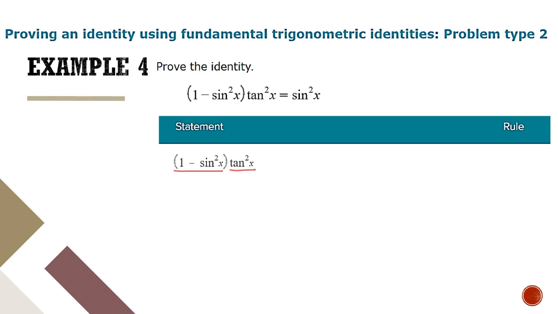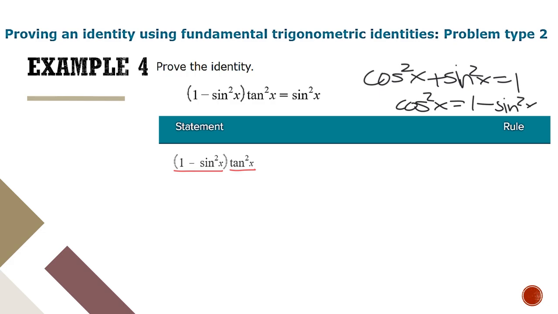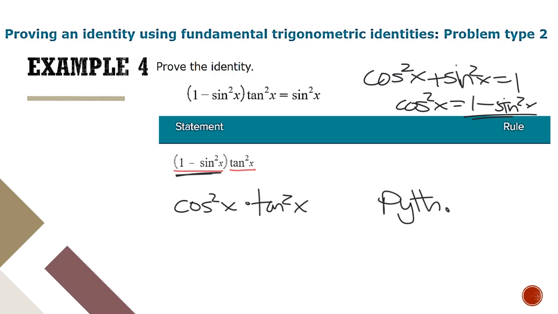So let's just remember that the cosine squared of x plus the sine squared of x is 1. And then we know that the cosine squared of x is equal to 1 minus sine squared of x if I subtract sine squared from both sides. So we know that this is going to be cosine squared. So let's just do that right away. So this is just cosine squared of x, and then it's just times tangent squared of x, which is that Pythagorean identity.